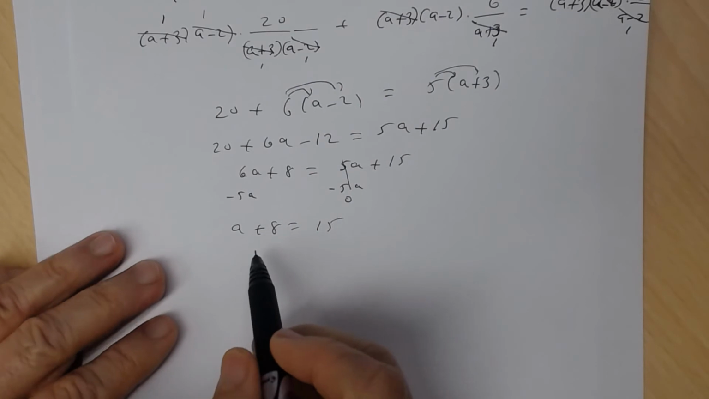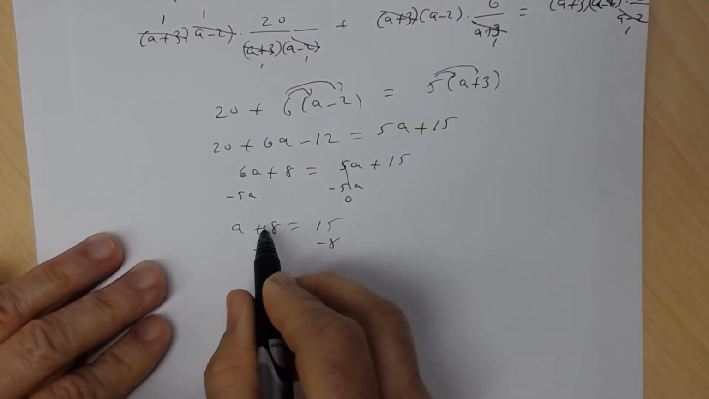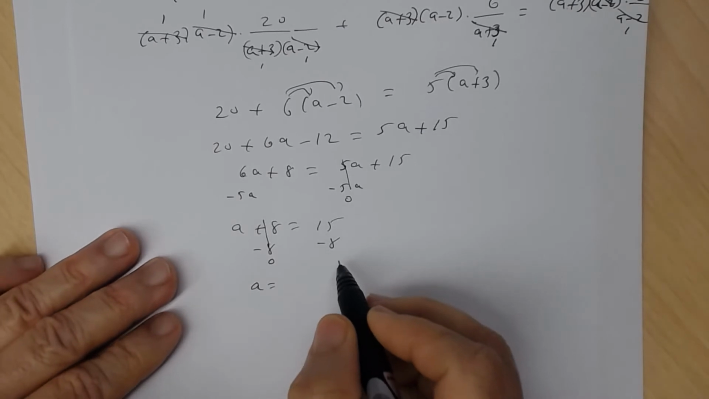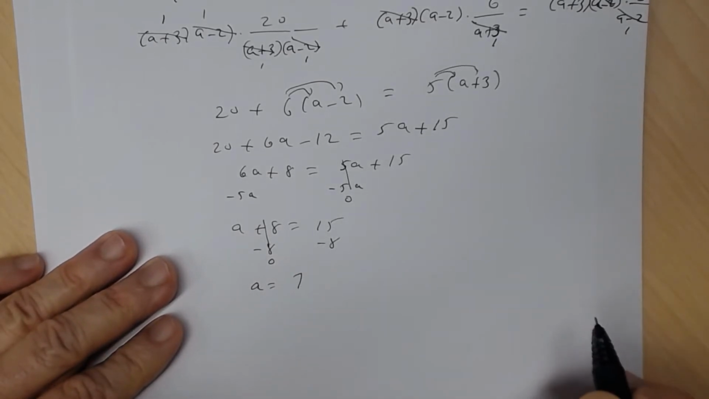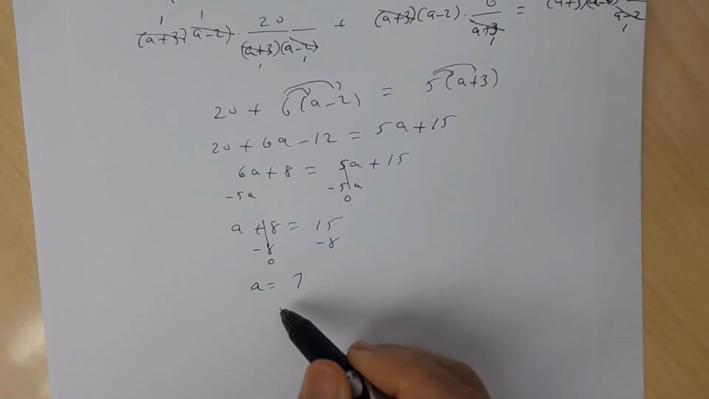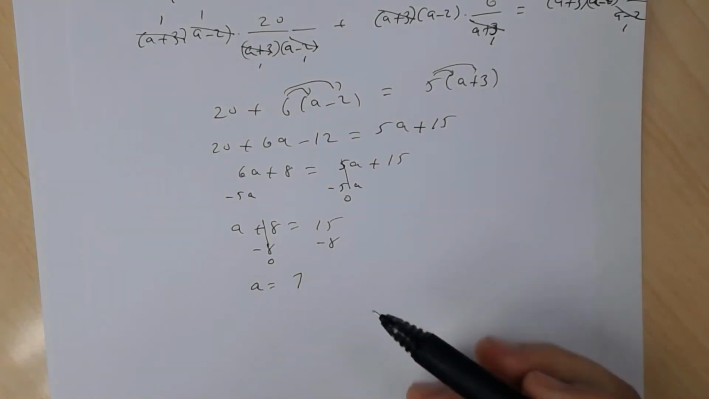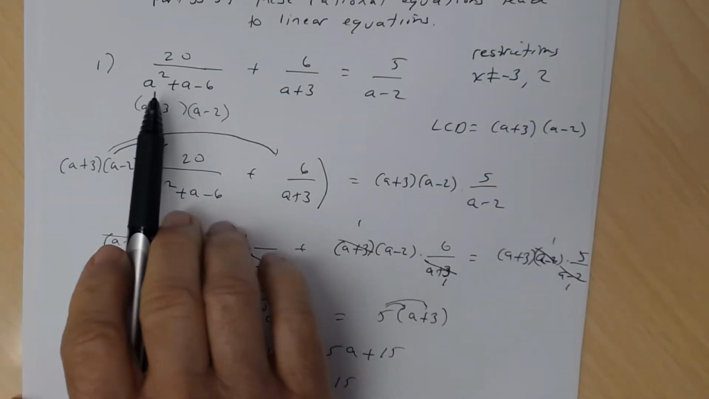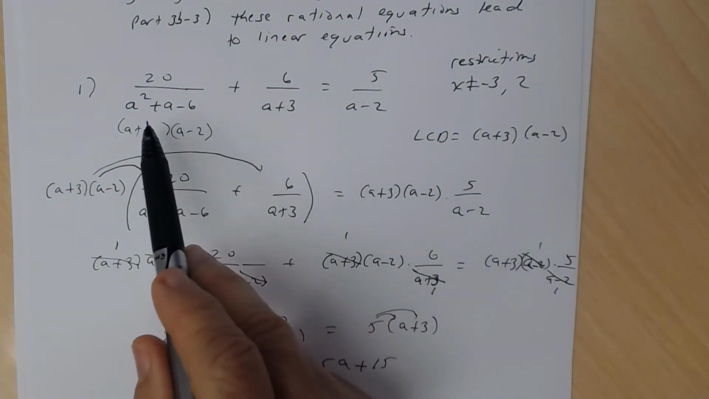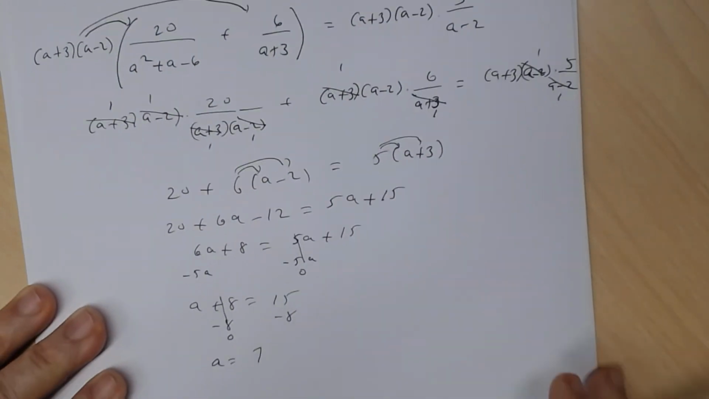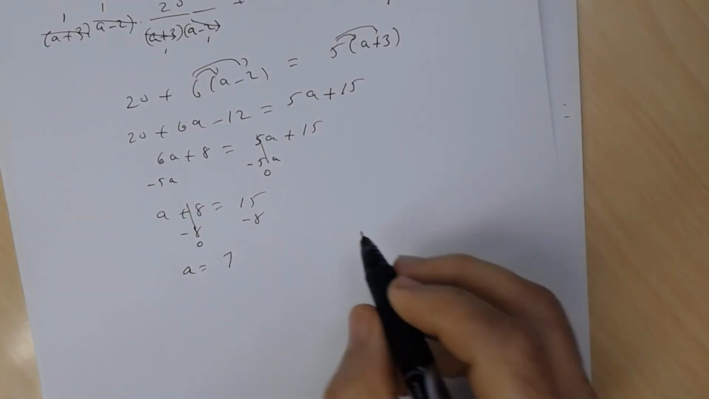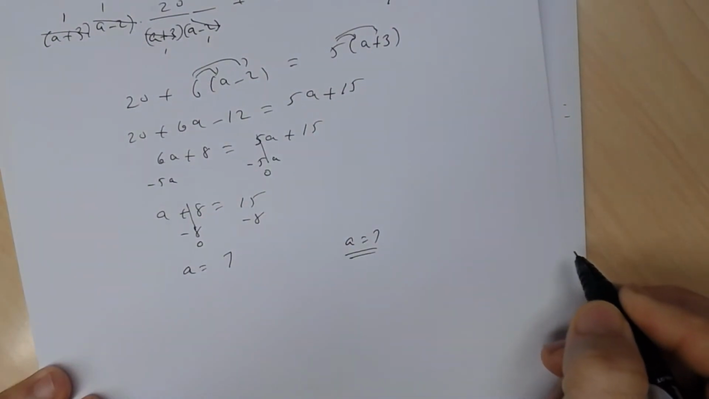And then to get a by itself, I'm going to subtract 8 from both sides. And then combine like terms again. 8 minus 8 is 0, so I get a equal, and then 15 minus 8 is 7. So I get a to be 7. Now notice I didn't have to do step 3 here because the coefficient of a was 1 already. So a is 7. That's my potential solution. When I say potential, I mean it's potential because I did have variables in the denominator. So all I have to do is look at my restrictions. Is 7 any of these? The answer is no. So I can use 7, and 7 does work. So 7 is my solution. The last step where it says write the solution set, you would just say a equals 7. That's your answer.